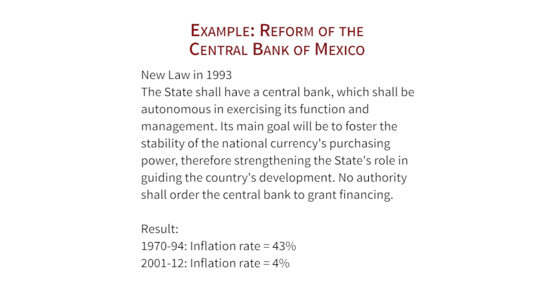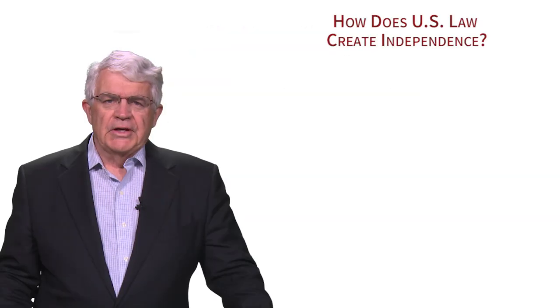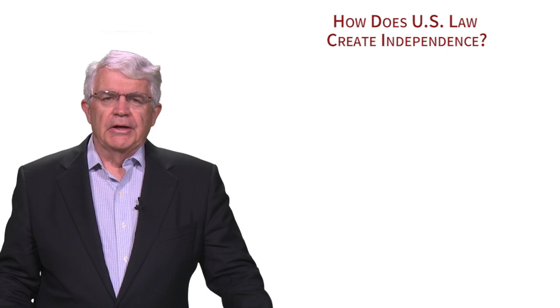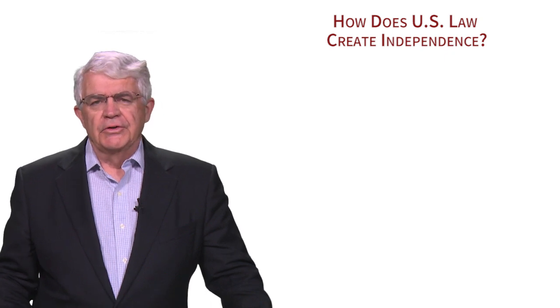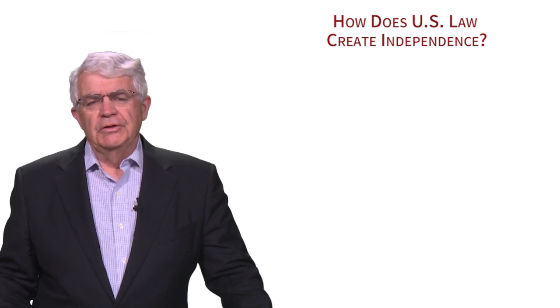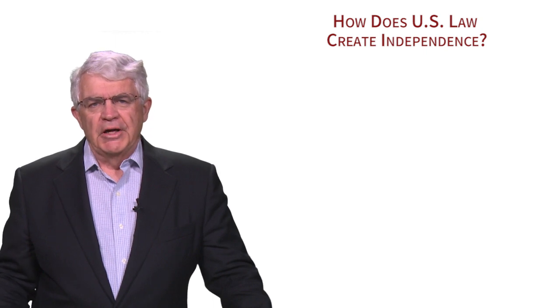So these are some examples of how this has worked, and it's an important development in central banking over the years. How does the U.S. get its independence into the central bank? The Federal Reserve was founded in 1913. It had a fair amount of independence then. The law has changed a little bit during that period of time.